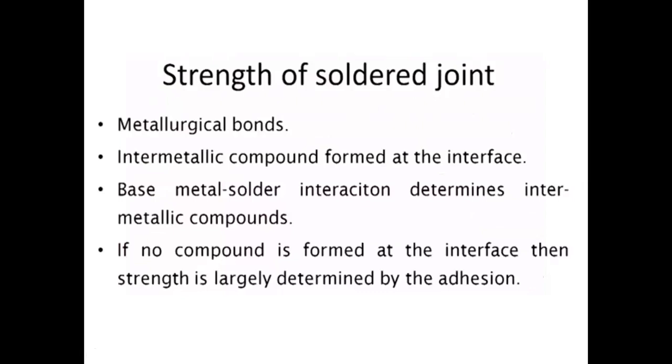Strength of the solder joint, metallurgical bond is formed. Why? Because that filler metal melts completely, right? So it surrounds that base components. Intermetallic compound formed at the interface. Base metal and solder interaction determines intermetallic compounds, right? As we have seen in that electronic components, right? If no compound is formed at the interface, then strength is largely determined by the adhesion, right?